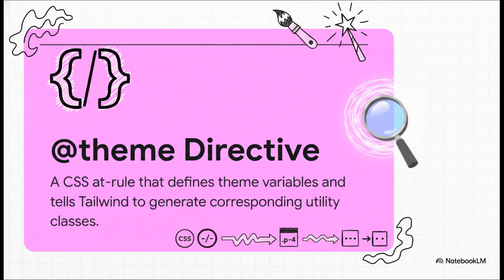And here's the crucial part. When you define a variable inside of @theme, you're not just creating a CSS custom property. You're actually giving Tailwind a command. Hey, go and generate a whole suite of utility classes for me based on this value. That right there is the magic.